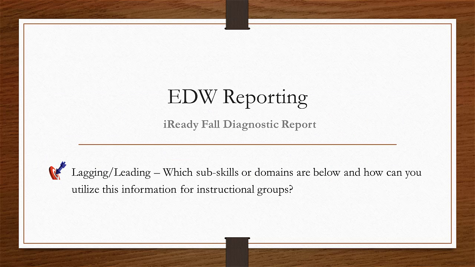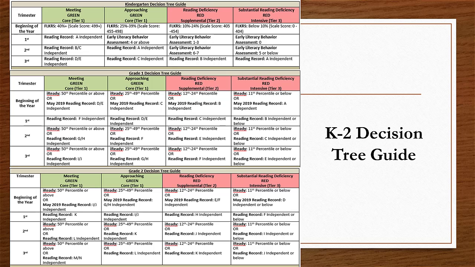Now that we looked at a student's previous year's diagnostic scores, we are going to use the same process with their current fall iReady diagnostic report found within the iReady platform and use the decision tree guide to determine what kind of intervention our student may need. First, let's take a look at the decision tree guides.